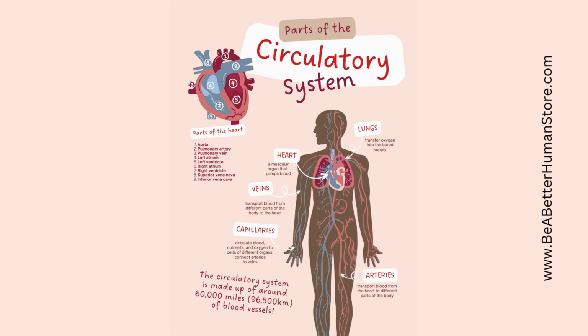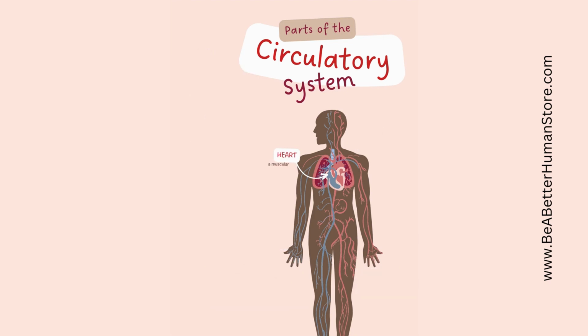Parts of the circulatory system. Heart. A muscular organ that pumps blood through the intricate network of blood vessels, ensuring vitality and sustenance to every corner of our body.